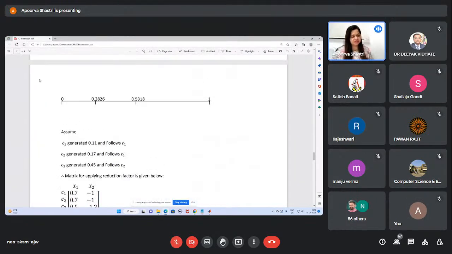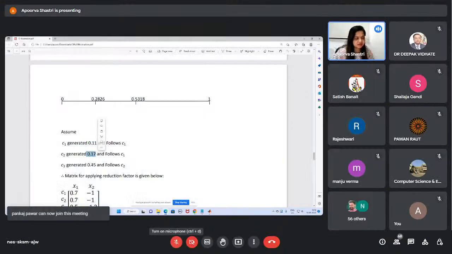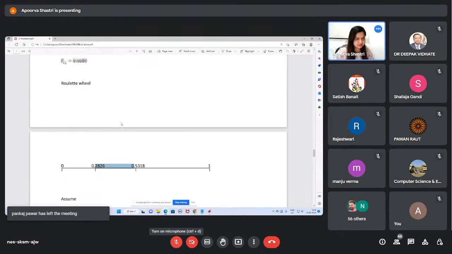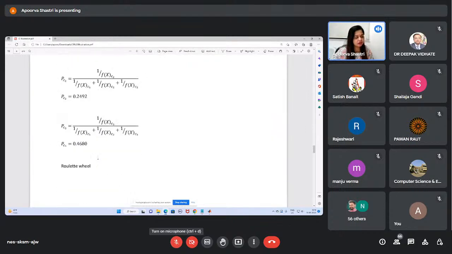Now, we have generated three random numbers: for C1 0.11, for C2 0.17, and for C3 0.45. 0.11 will fall in this category, so C1 follows C1. 0.17 falls again in the same category, so C2 follows C1, and 0.45 falls in this category, so C3 follows C2. From that, we have adopted the qualities from this matrix.